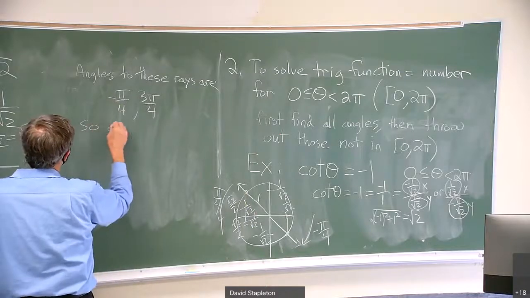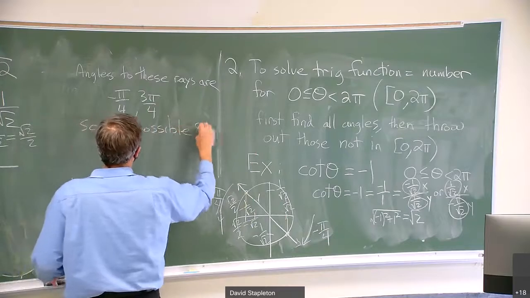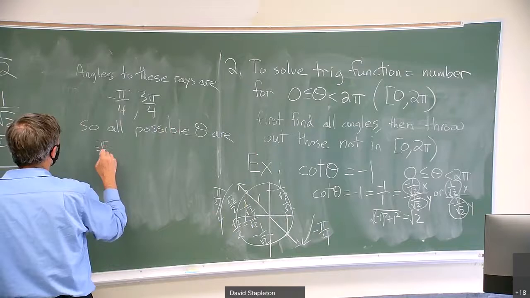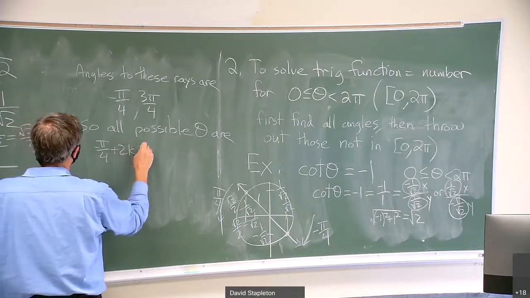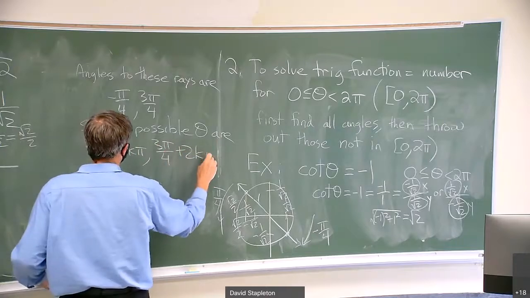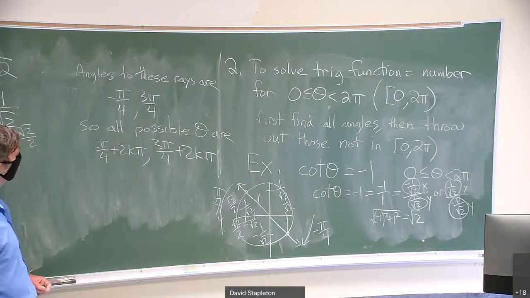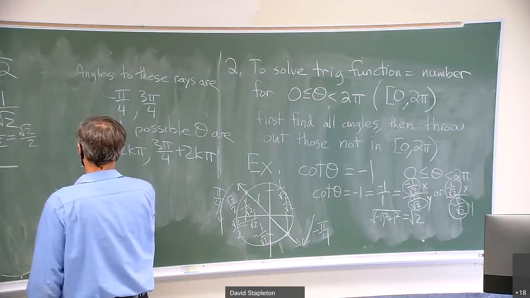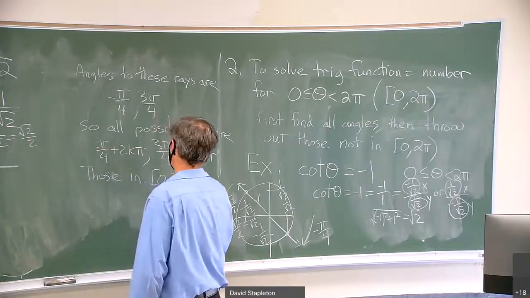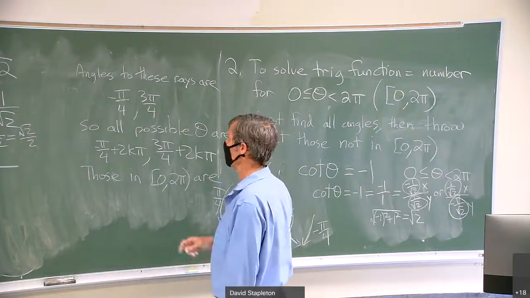So all possible theta to satisfy the trig equation are these plus 2k pi, right? Minus pi over 4 plus 2k pi and 3 pi over 4 plus 2k pi. Method 1, right? But now we have to restrict this to angles that are between 0 and 2 pi. Those in the interval 0 to 2 pi as requested are what? You just try different values of k near 0.